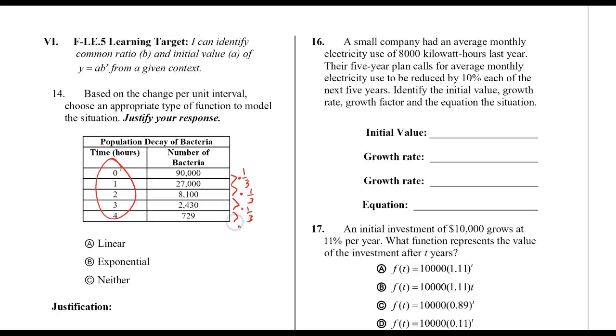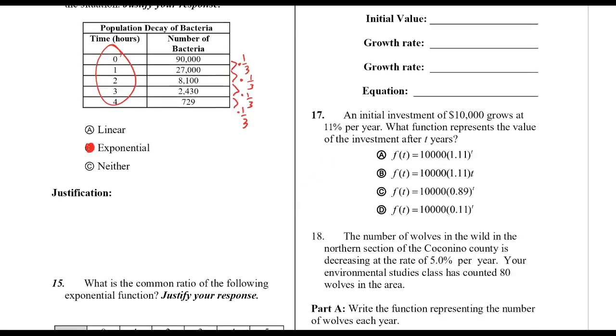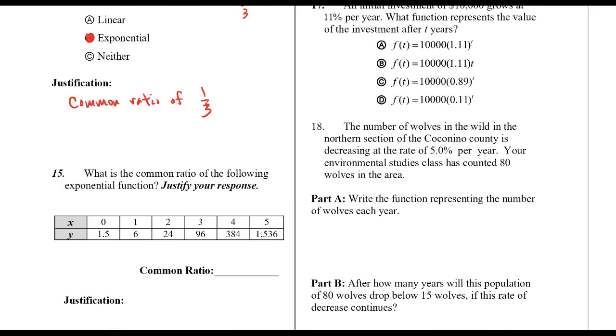And you can check it on your calculator. We in fact are multiplying by a third or dividing by 3, however you want to look at it. So my answer here would be it's exponential, and my justification, common ratio of 1/3.